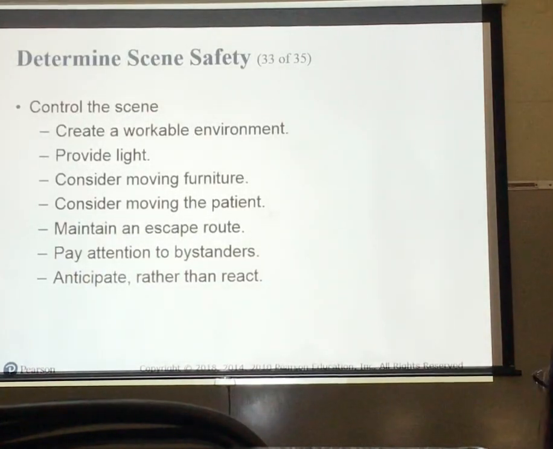Control the scene. Provide light. Make it a point to have a good flashlight and keep it handy day and night. Remove furniture that interferes with access to the patient. It should be done after advising the patient or the bystanders of your intentions.